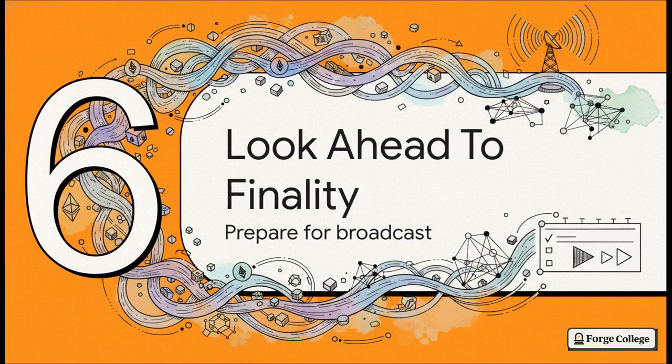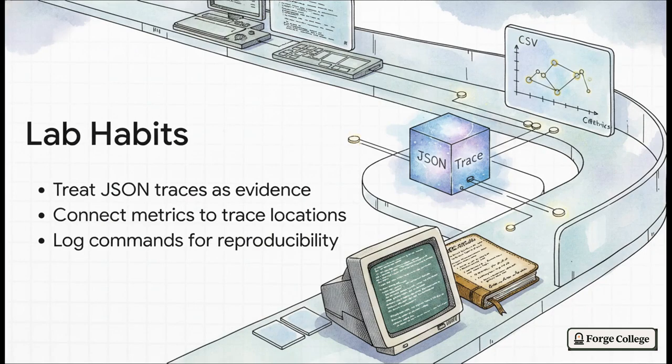Finally, Section 6, Looking Ahead to Finality. By adopting these 3 lab habits, you will dramatically reduce surprises and build highly auditable, responsible debugging records. First, always treat those raw JSON traces as your absolute primary source of truth. Everything else is just derived from them. Second, connect every single CSV metric back to a precise trace location, just like we did in our checklist. And third, prioritize reproducibility. Log your exact commands. Note your environment variables. If someone else, or even you 6 months from now, needs to run this exact simulation again, they should be able to replicate it perfectly based on your notes, without second-guessing a single variable.